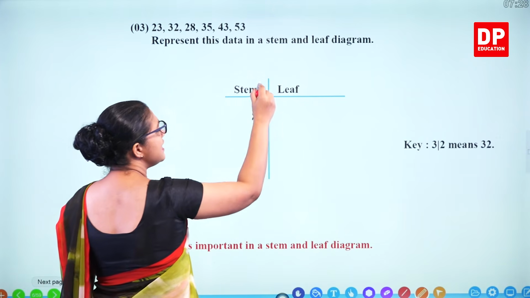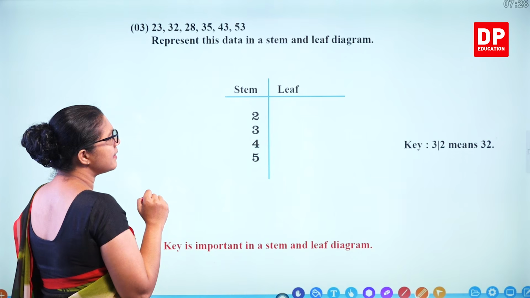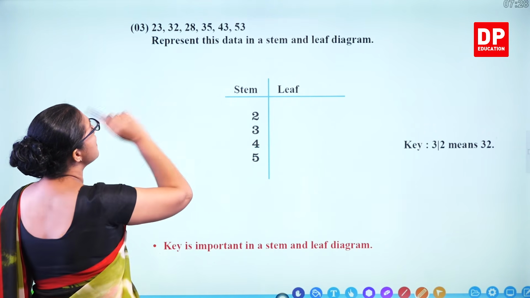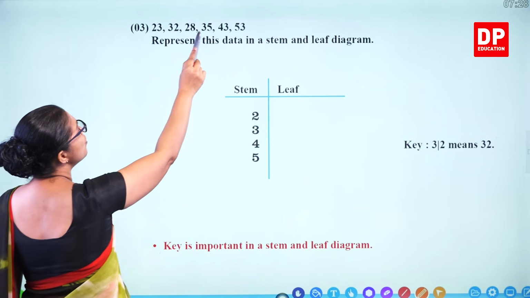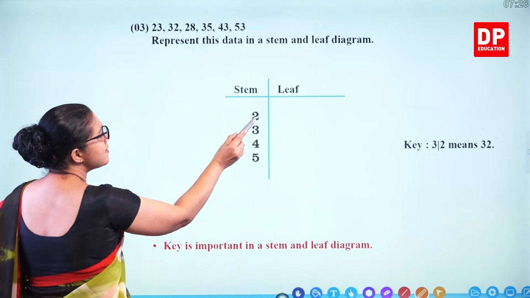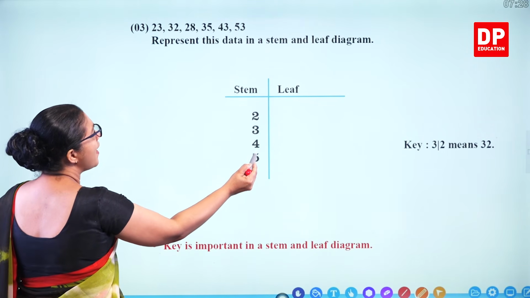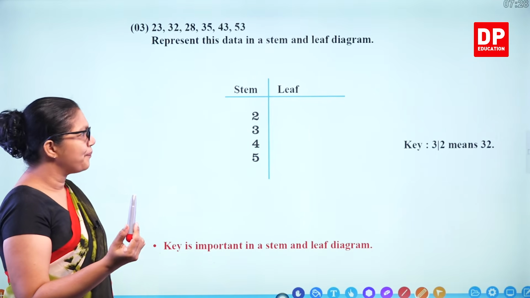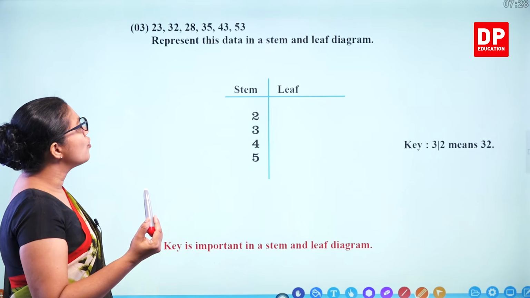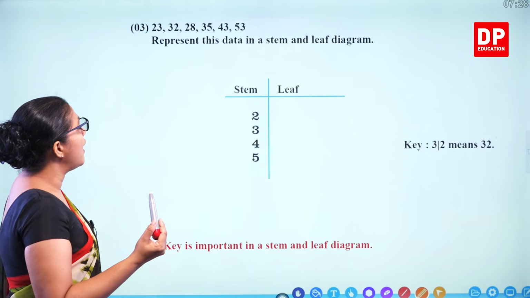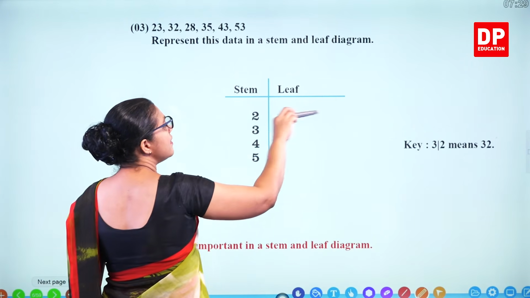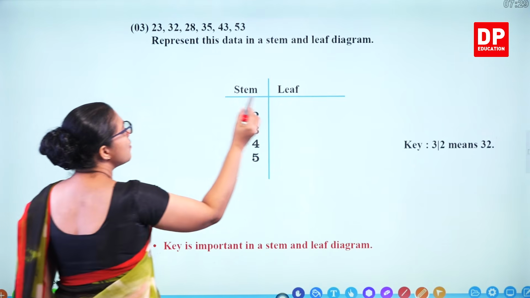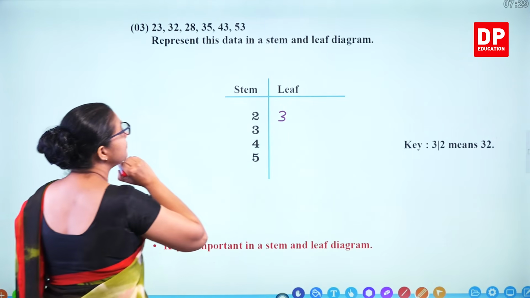We draw a T letter like this, and identify what the stem values are. Here 2, 3, 2, 3, 4, 5. So the lowest is 2, highest is 5. So 2, 3, 4, 5 numbers are there. Then what you do? You write down the leaf values in front of this number, in the same row. 23, you can write 2 and 3.